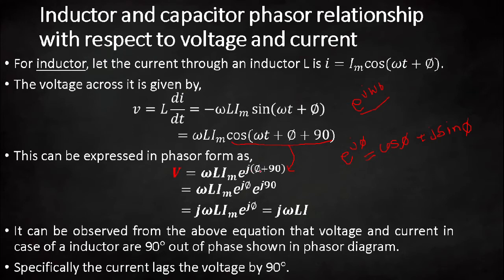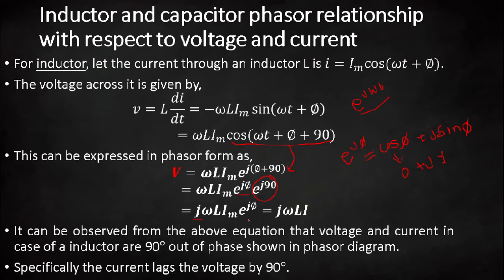Now you can simplify this equation as e raised to j phi multiplied by e raised to j 90. Now we know that e raised to j phi is cos phi plus j sin phi. Here the same term is there, but the value of phi is 90, so put phi equal to 90 right here. If you put cos 90, it will be 0, plus j sin 90, which is 1, so it is j only. So just put the value of e raised to j 90 into this equation, then this j term will be there, so j omega L Im e raised to j phi.